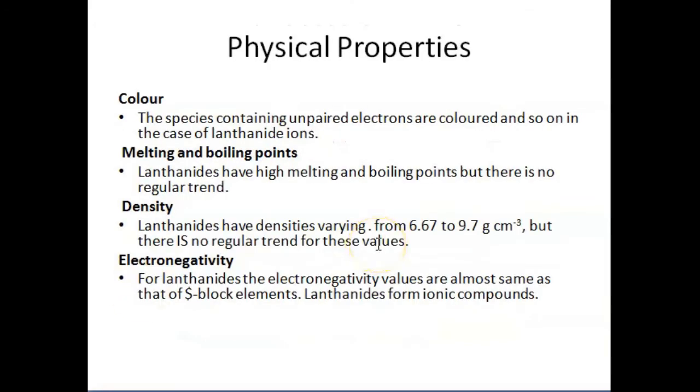If we look at some more few physical properties of lanthanides, if we talk about the color, the species which is going to contain unpaired electrons are colored, and so on in the case of lanthanide ions. If we consider melting and boiling point, lanthanides will have high melting and boiling point, but there is no regular trend followed in it. Density, lanthanides will have densities varying from 6.67 to 9.7 gram per centimeter cube, but yes, there is no regular trend for these values also.